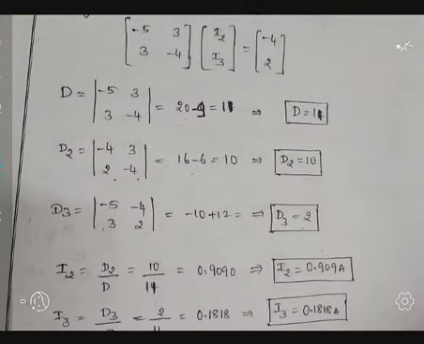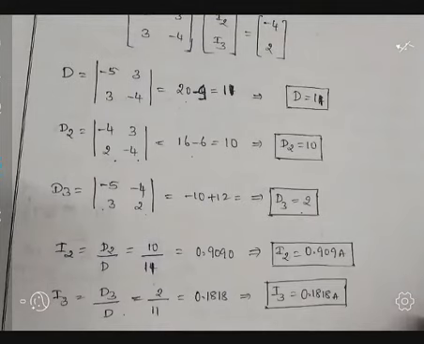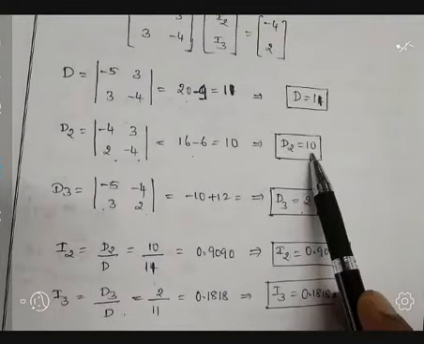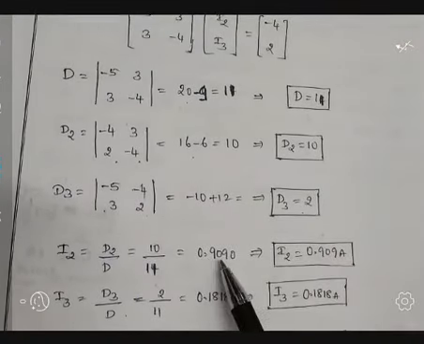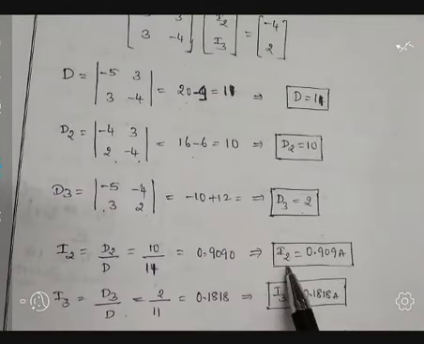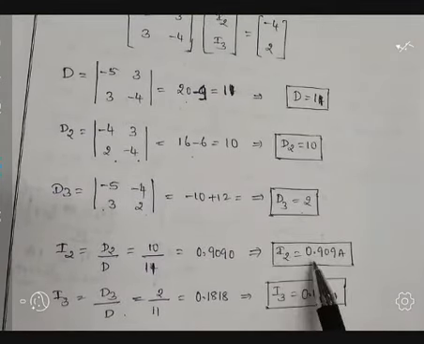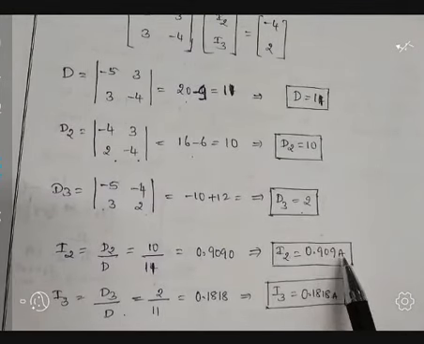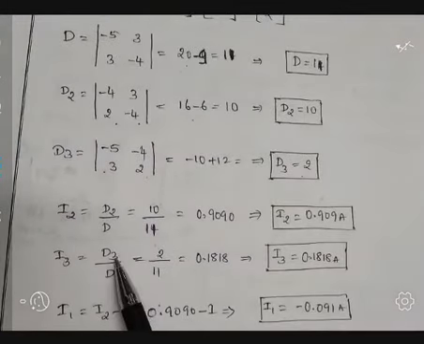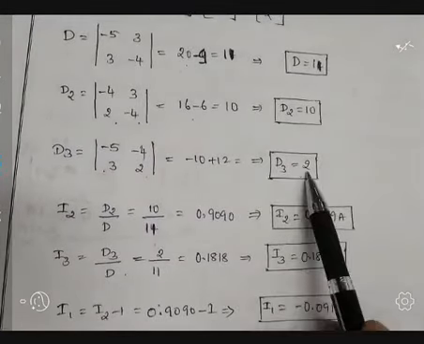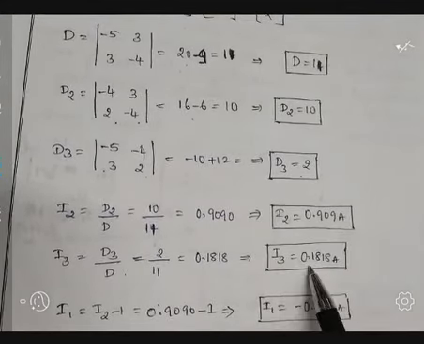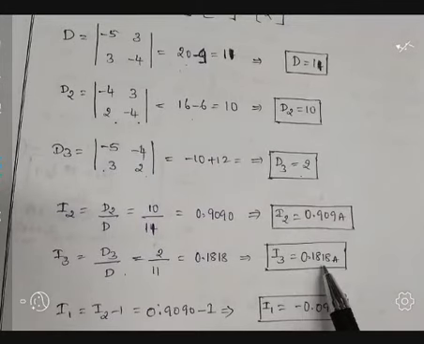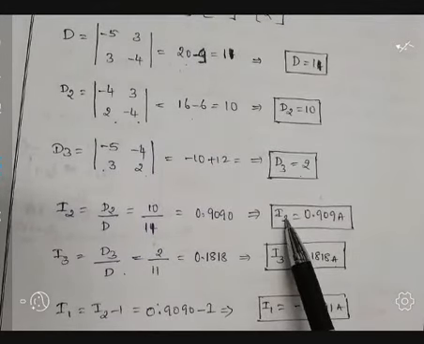So next, the calculation of the currents. I2 is the ratio of D2 by D. D2 is calculated 10 by D. D is 11. 10 by 11, that is 0.9090. Hence we calculated current I2, that is 0.909 amperes. Next, calculation of I3. I3 equal to D3 by D. D3 is 2. D is 11. 2 by 11. Answer is I3 equal to 0.1818 amperes.